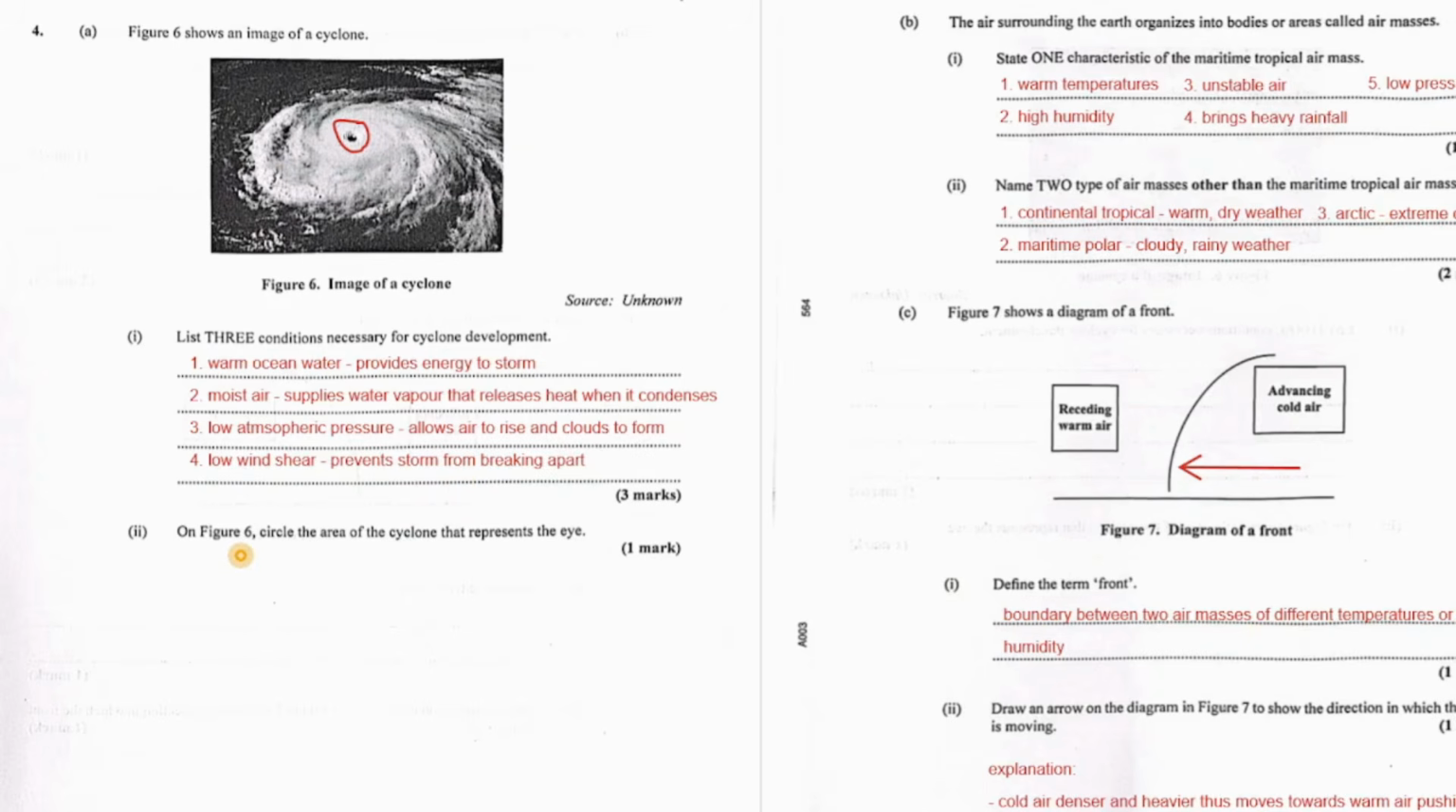Part 2, on figure 6, circle the area of the cyclone that represents the eye. So the eye is always in the middle, and it's literally that hole that you're seeing there. So very easy 1 mark to get.